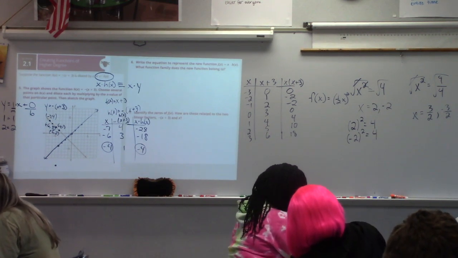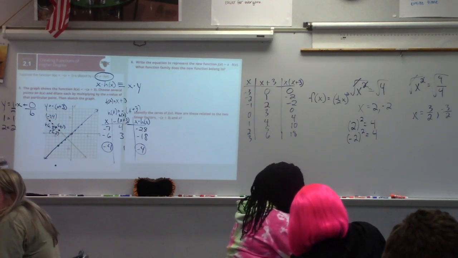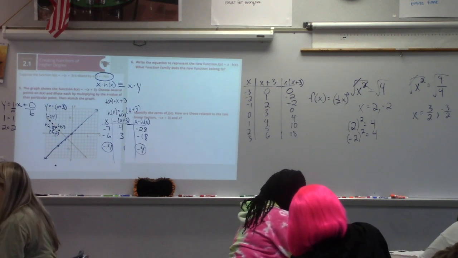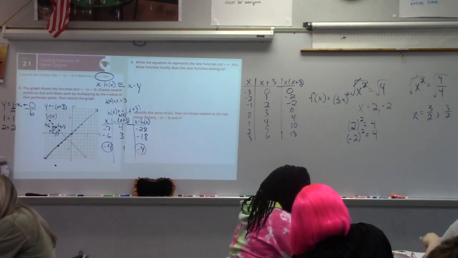I mean, I would keep it going until you can't graph another point. We're trying to get the dilation of x times h of x. And you just graph it. So look at those next few points in there.